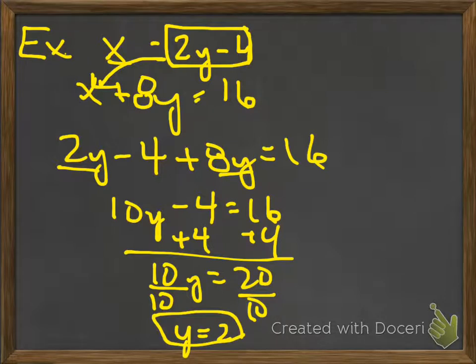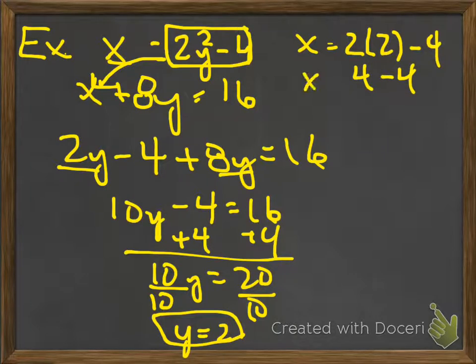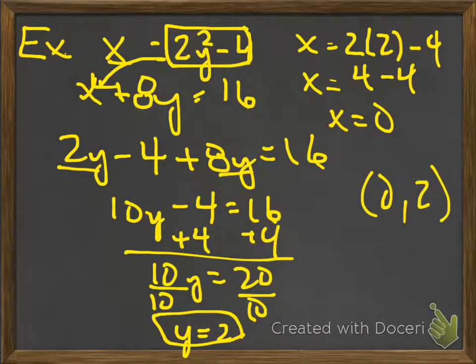Now, again, I could take this y, put that 2 back in place of that y on the very first equation, the top equation, because it was x equals that. So all I've got to do is say, what's 2 times 2 minus 4? Well, 2 times 2 is 4, and 4 minus 4 is 0. So x is equal to 0. So here my answer is (0, 2), because again, x should always be the first number and y should always be the second number.